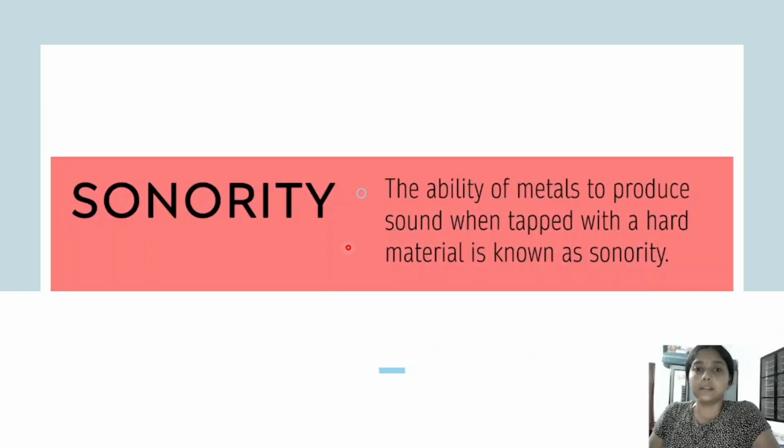The ability of metals to produce sound when tapped with a hard material is known as sonority. In the bell, there is a small portion that touches the metal portion and produces the sound. This property is called sonority. Okay, very good.